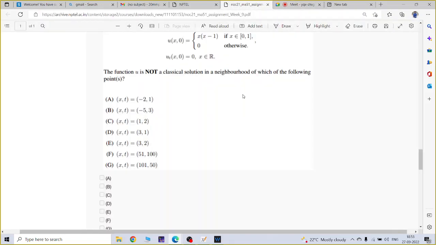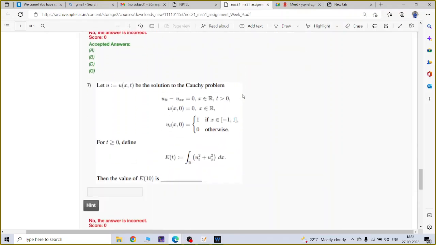That is problem number 7. 7 is that u is a solution of this Cauchy problem wave equation, and initially u is 0 and the velocity is 1 in the neighborhood minus 1 to 1, when x is in minus 1 to 1 and 0 otherwise. Now define a function E of t that is equal to integral of u_t square plus u_x square dx. You have to find the value of E(10).